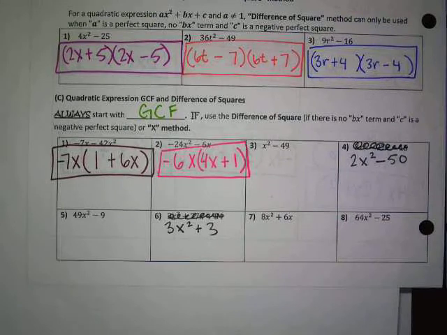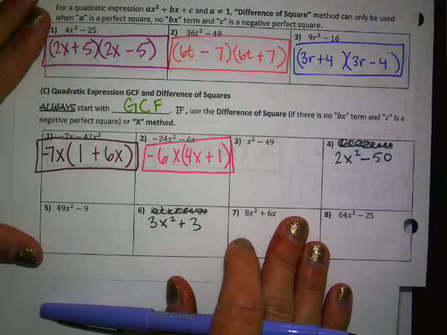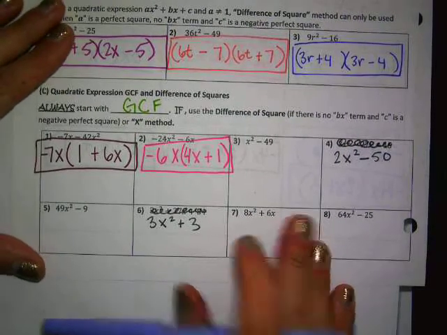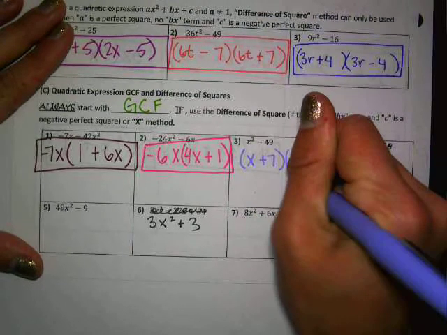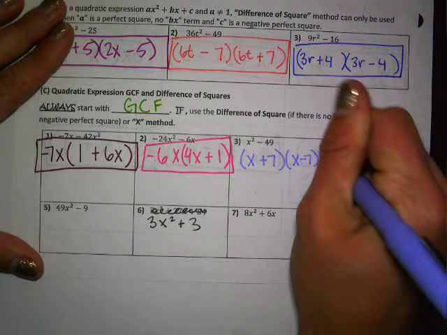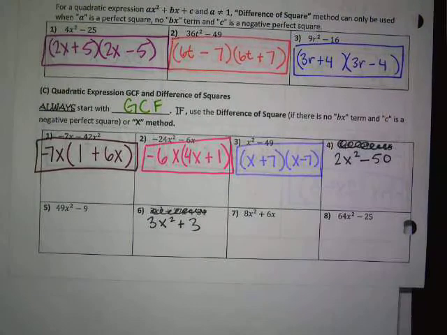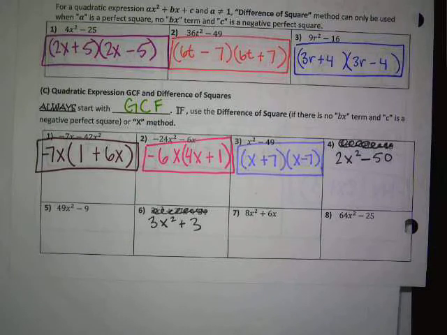All right, on number 3, do you have a GCF? No. Is it a difference of squares? Yes. So we can write it as x plus 7, x minus 7. Wait, there's a 3 on number 4 too.